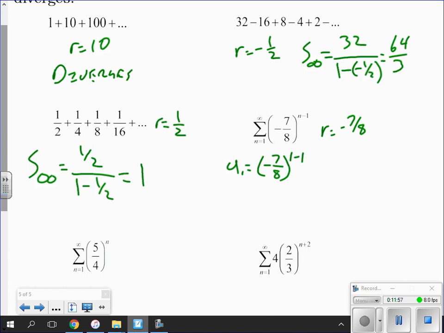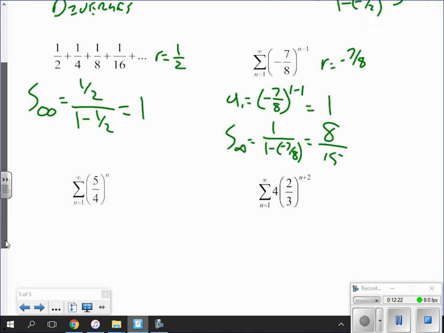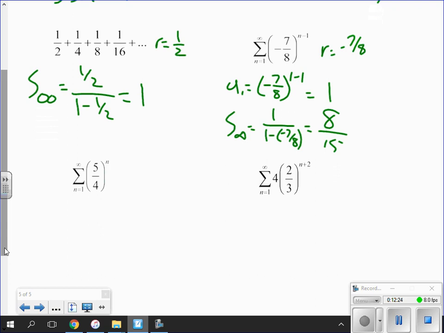So I put in 1 for n. 1 minus 1 is 0. Anything to the 0 power is 1. So what's my first term? My first term is 1. So my infinite sum is 1 over 1 minus -7/8. And you work that out and you get 8/15. So I start with 1 and I add -7/8 to that, and I multiply out, and so on and so forth.